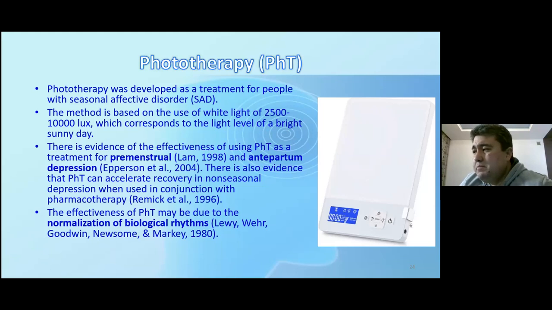So these lamps can give light which is comparable to sunlight. And there are many studies conducted which show that phototherapy can be used for the treatment of several types of depression, premenstrual, antepartum depression. So the effectiveness of phototherapy could be explained by the normalization of biological rhythms.